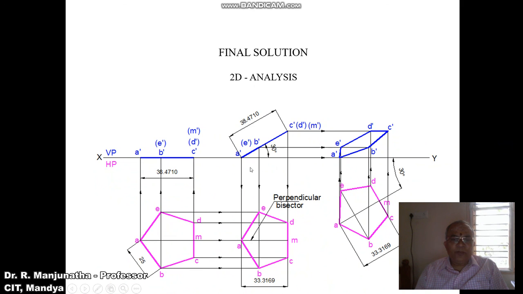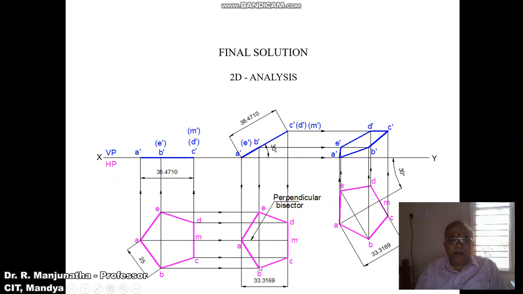Now we need to draw the top view. Draw a vertical projector from A dash and a horizontal projector from A. Both these 2 lines intersect at this point, and you mark this point as A. Similarly, draw a vertical projector from B dash and a horizontal projector from B to intersect at the point B, and also from E to intersect at this point E. Similarly, draw a vertical projector from C dash, D dash, and M dash, and draw a horizontal projector from C to intersect at this point C, a horizontal projector from M to intersect at this point M, and a horizontal projector from D to intersect at this point, and you mark this point as D.